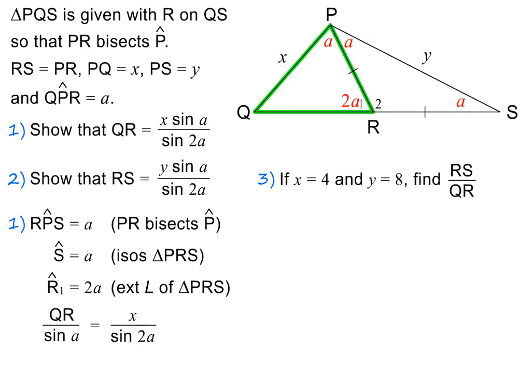We are now ready to use the sine rule in triangle PQR to answer part 1. This means that QR is equal to x times sine A over sine 2A, which is what we were asked to show. Please pause to check my working.